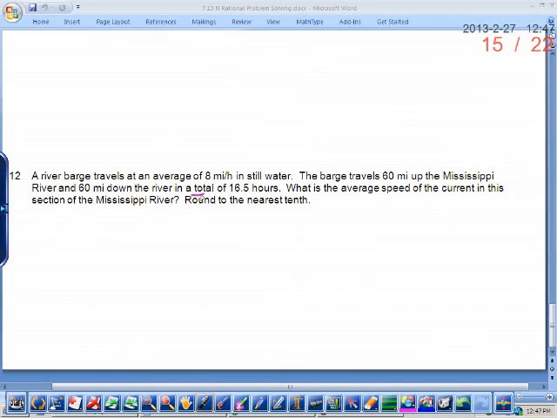So the fact that we've got a total time tells me that I'm going to use time equals distance over rate, because I've got two parts of my trip that I want to add together. Okay? What is our total time? All right, so 16.5 equals. And now we've got to do the distance over rate of each of the legs of our trip. What's the distance of our first part? 60.